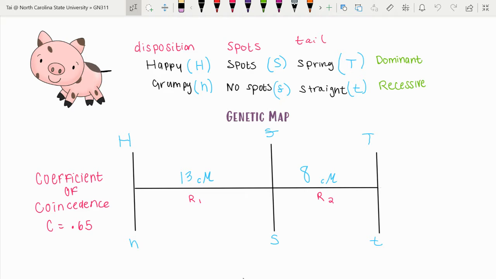Here, I have a genetic map of my favorite eukaryotic organism, pigs. A genetic map is used to map the distance between loci. On my genetic map of pigs, I have three different loci. I have their disposition, the presence or absence of spots, and if they have a springtail or a straight tail.